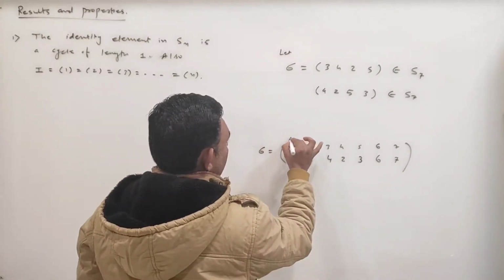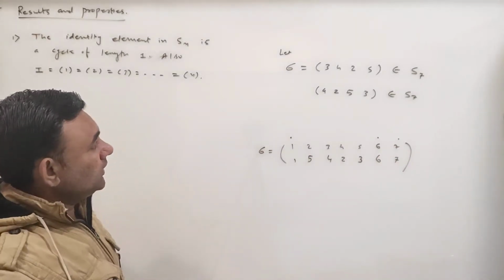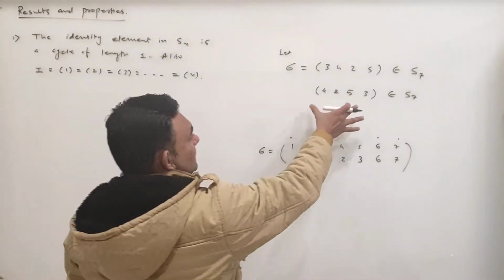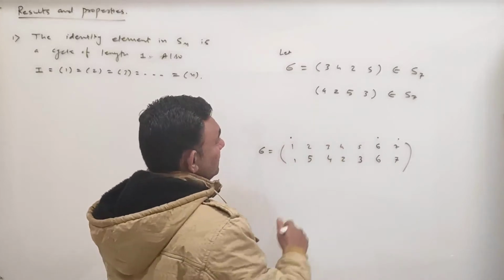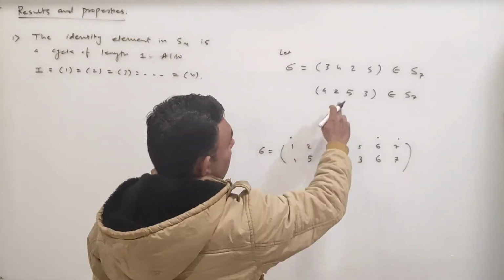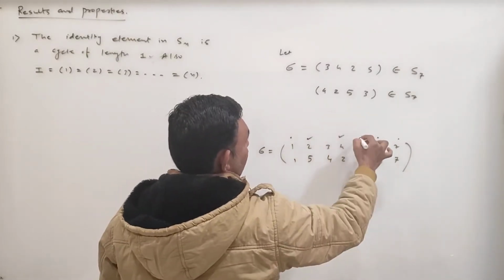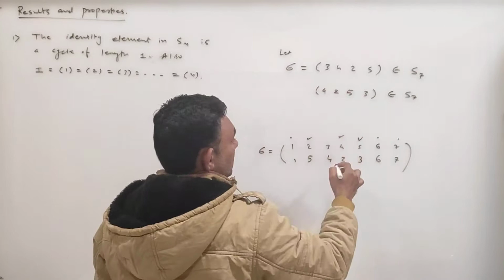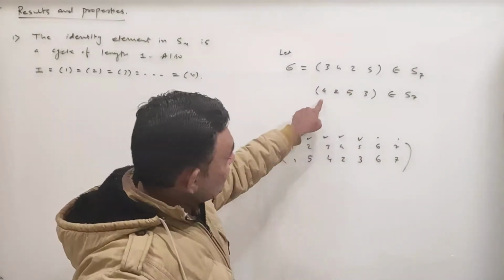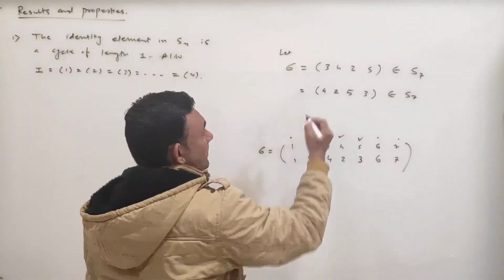So 1, 6 and 7 are invariant. Okay, and what does this cycle represent? Image of 4 is 2, yes. Image of 2 is 5, yes. Image of 5 is 3, yes. And image of 3 is 4, yes. So this cycle also represents the same permutation, so this is also sigma.